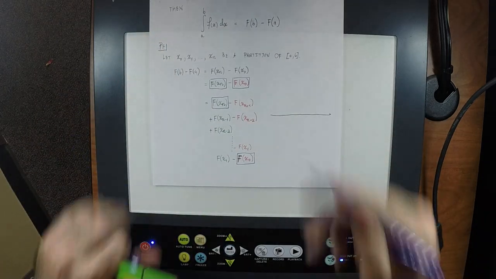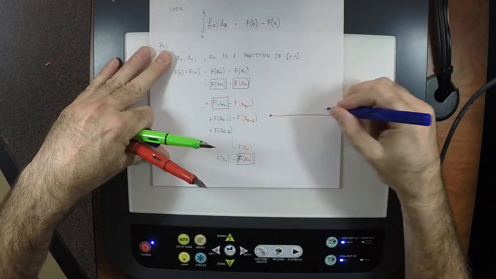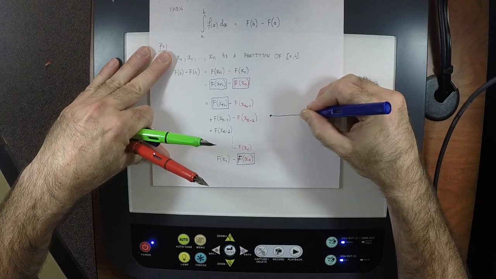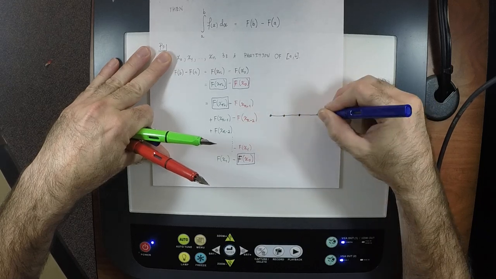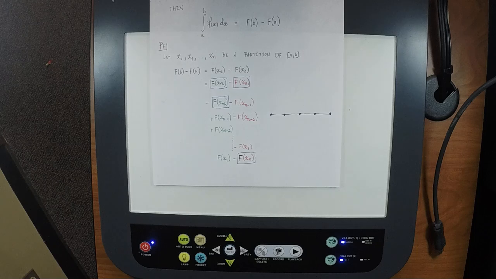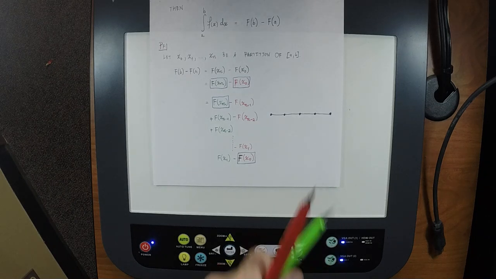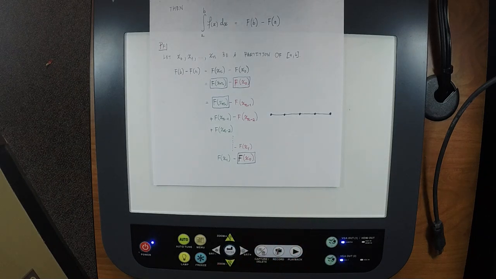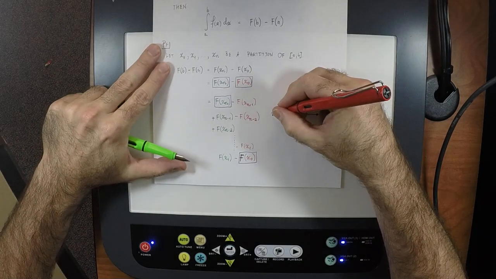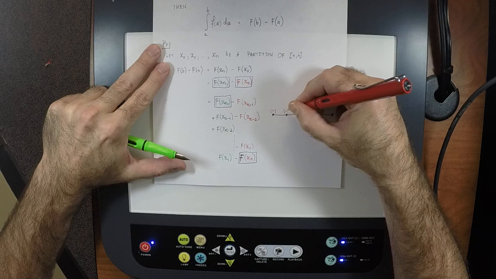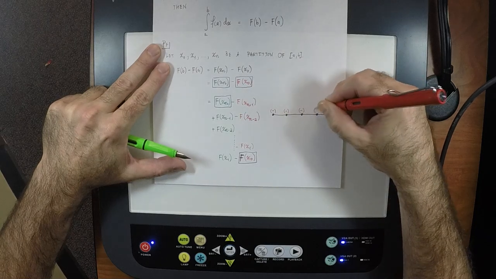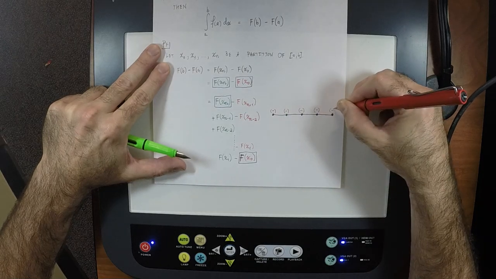If there were one, two, three, if there were four partition points, sorry, that's five, right? If there were five partition points, then we would be subtracting this one, subtracting this one, subtracting this one, subtracting this one, and subtracting this one.